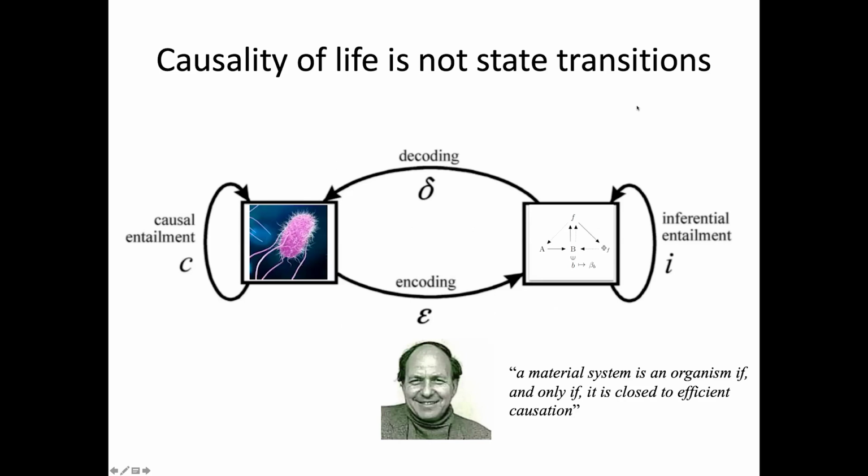So even though we can describe some behaviors of living systems by dynamical laws, their causality is not reduced to that. And as he said, a material system is an organism if and only if it is closed to efficient causation. What does that mean? Let's take a minute here. He built a model: we have a transformation of metabolites from A to B, which has an efficient cause called F. So F acts on A to transform it into B.